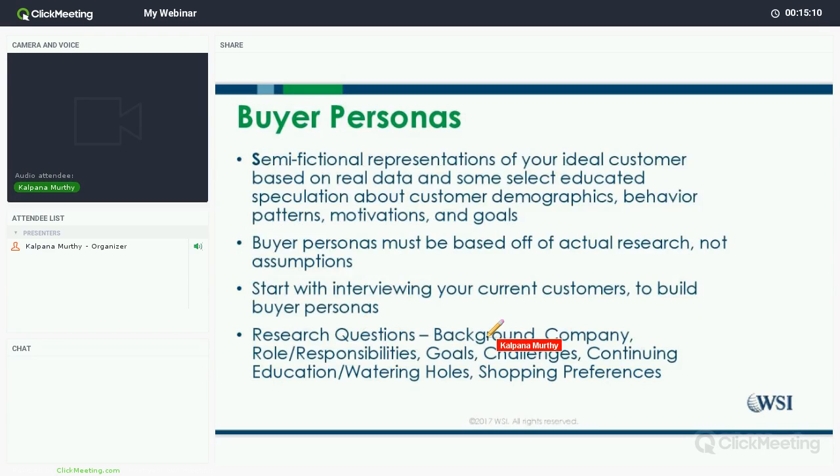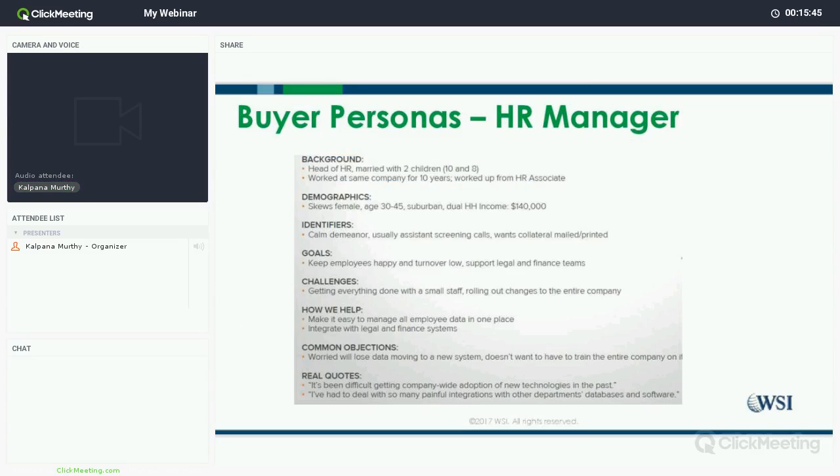So use research questions like background, company, what their role and responsibilities are, what their goals are in their role, and what challenges they face in their position to cater to whoever they're catering to inside the company, and how do they do their continuing education? How do they get more information about the options that are available out there? We call them the watering holes. And then shopping preferences. Do they shop online? How do they do their research, and just kind of understanding their buying patterns, buying behavior.